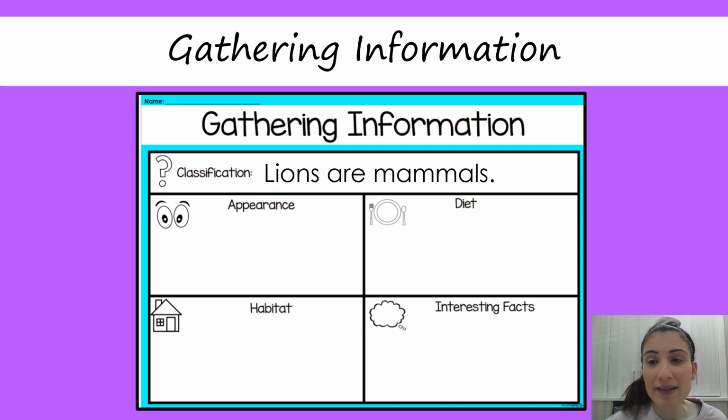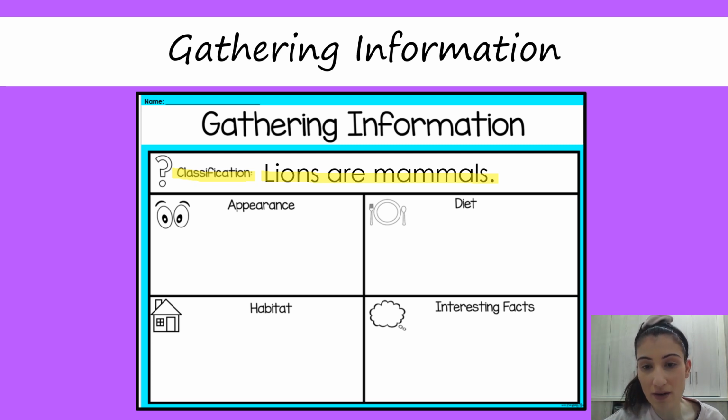But before we start our labelled illustration, we need to write a very important sentence at the top of our gathering information sheet, and that is the classification. We need to classify what kind of animal a lion is. So up here at the top, you'll see the word classification. That's where you're going to be writing your sentence. And your sentence today can say, lions are mammals. Remember, we are all looking at lions today. So we are all writing the sentence, lions are mammals.